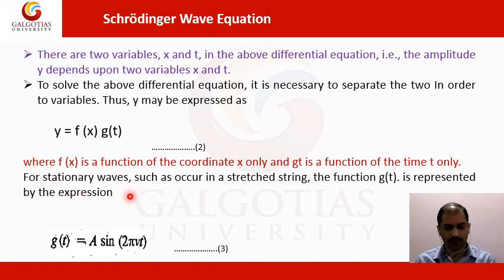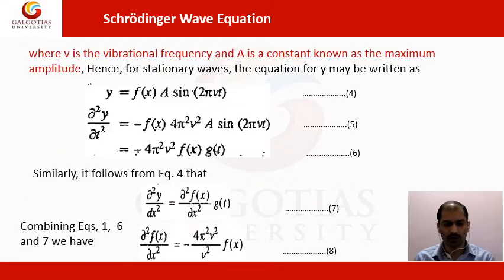For a stationary wave such as occurs in a stretched string, the function g(t) is represented by the expression g(t) equal to a sine 2 pi nu t. So this is equation number 3. Here nu is the vibrational frequency and a is a constant known as the maximum amplitude. Hence for a stationary wave the equation for y may be written as y equal to f(x) a sine 2 pi nu t.